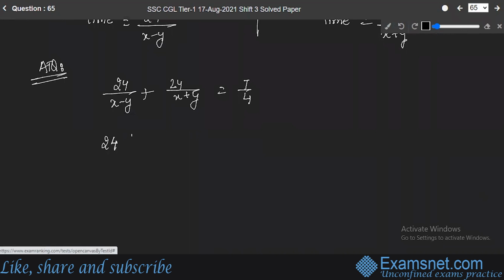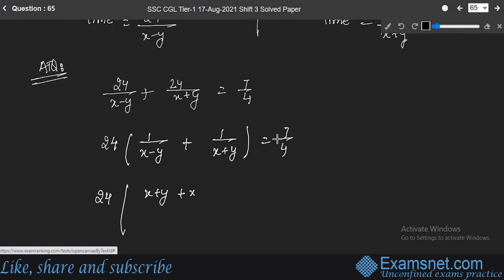So here I have taken 24 common. This is 1 upon x minus y plus 1 upon x plus y is equal to 7 upon 4. So doing the cross multiplication, I mean solving this, finding the LCM, you will have x plus y plus x minus y whole divided by x square minus y square. Why? Because x plus y into x minus y will give you x square minus y square.